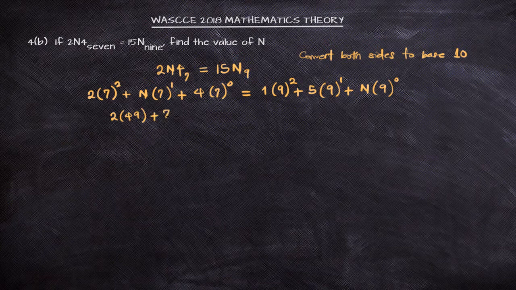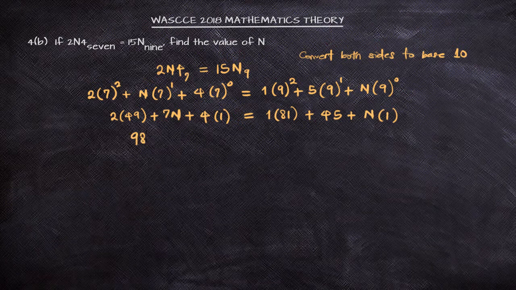If you are to open the brackets, now a silly mistake to do is to say 4 times 7 is 28. No, but here we're having 7 raised to power 0, and any number raised to power 0 is 1. So here we have 4 multiplied by 1 and not 4 times 7. And 9 squared will be 81, 5 times 9 will be 45, plus, again, we have n multiplied by 1. Any number raised to power 0 is 1.